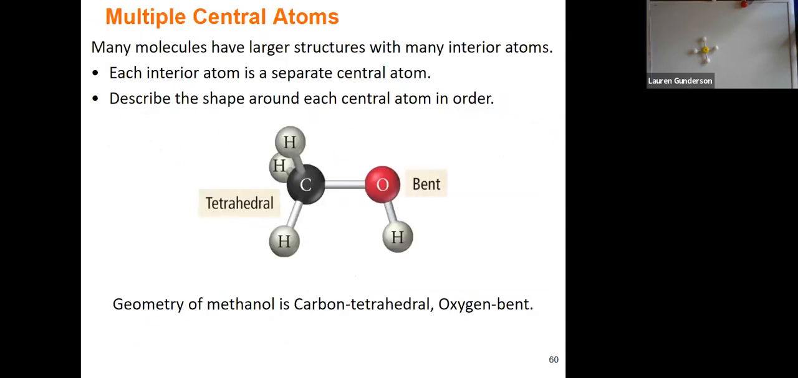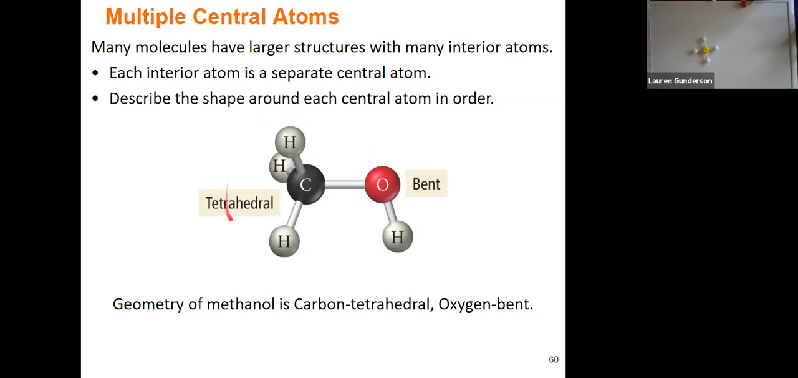Now, we've been describing how to find the geometry around one central atom, but you can have molecules that are larger structures, and they have many interior atoms. So you can apply this method of finding the geometry to any interior atom in a molecule.